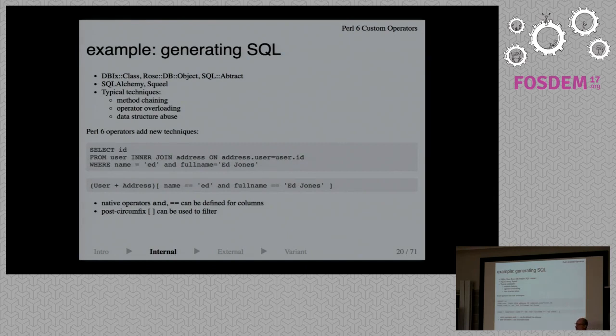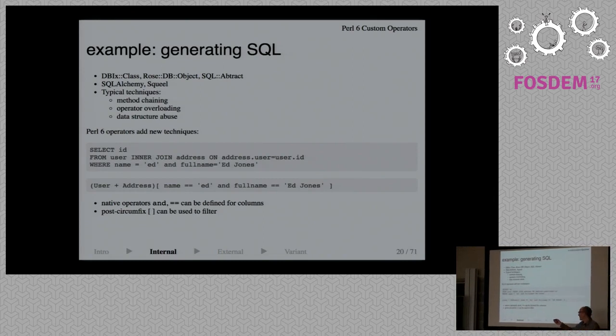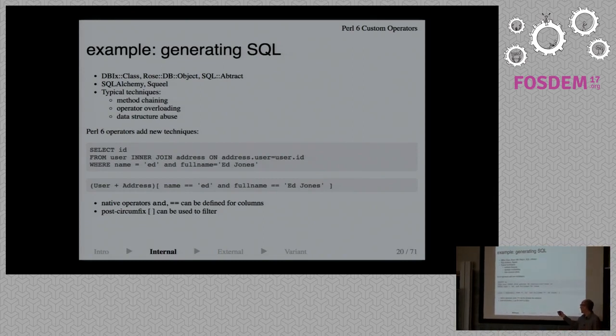So we have new techniques with some of those things that we just talked about. All those operators could be used to generate SQL. So we could write something like this: user plus address, name equals Ed, and full name equals Ed Jones, where we're using equals and equals and we're going to redefine those depending on the type of what's coming in.